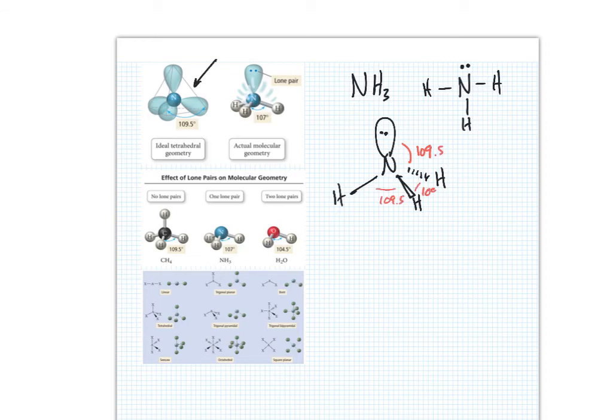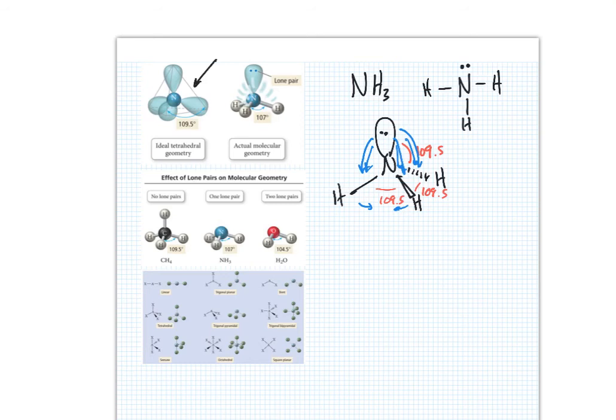But it's not exactly true. It turns out that this lone pair is better able to repel these bonded electrons, and it forces these to have a smaller angle than the ideal case. In other words, the lone pair repulsion is greater than the bonded repulsion. So it's like pushing down on these bonds and forcing them into a little bit lower angle. It turns out it's 107 degrees for ammonia. You don't need to memorize the number. You just need to know it's a little bit less than 109.5.